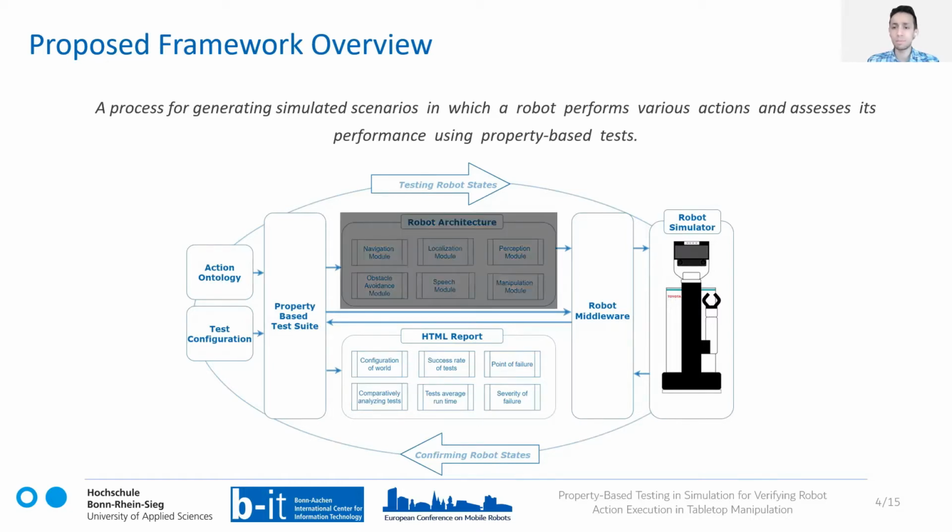In this work, we will not be discussing the robot architecture nor the robot middleware. We will start by describing property-based testing. We will then discuss the action ontology. Then we will move on to the test configuration. Lastly, we'll explain test report generation.